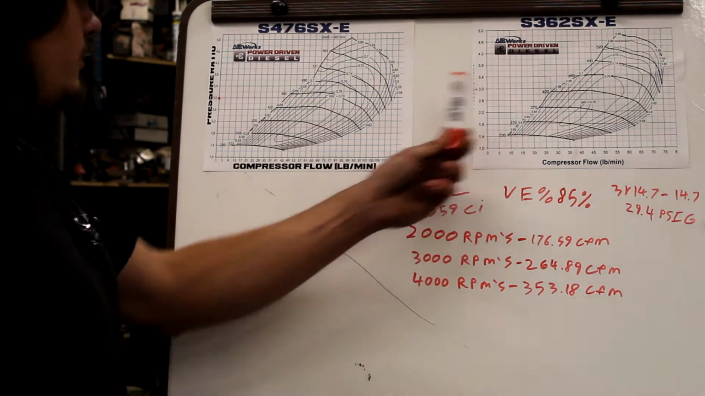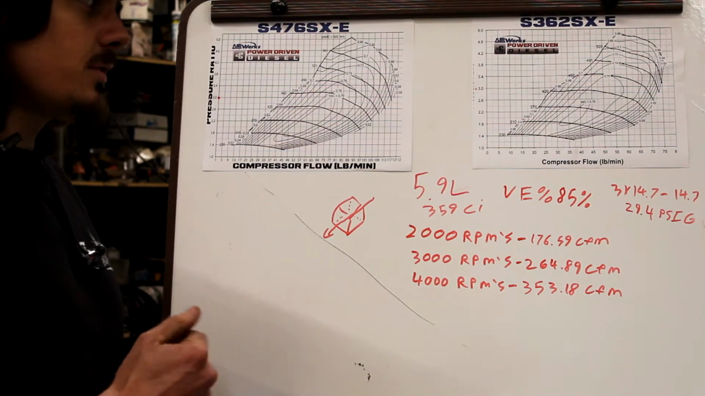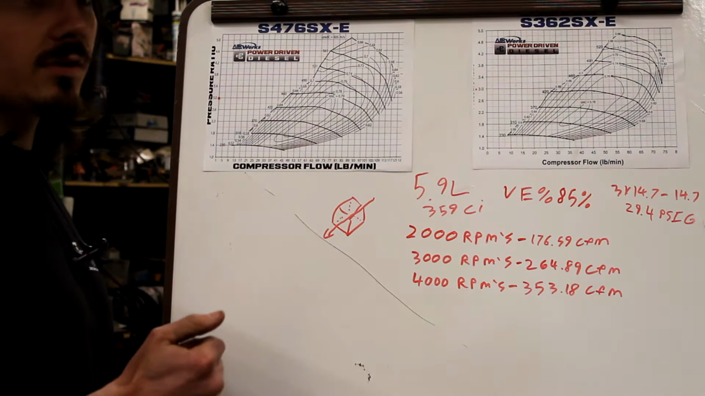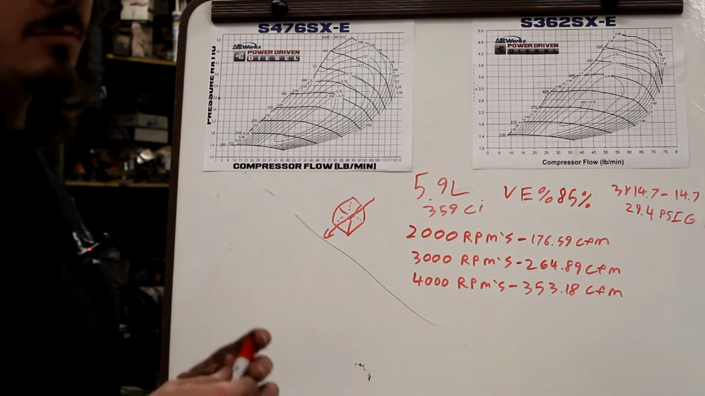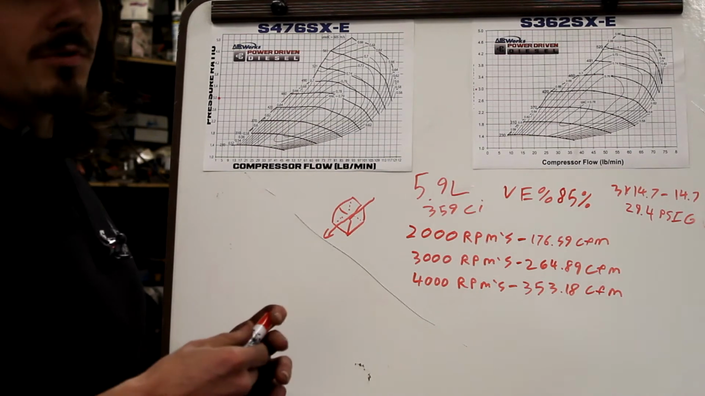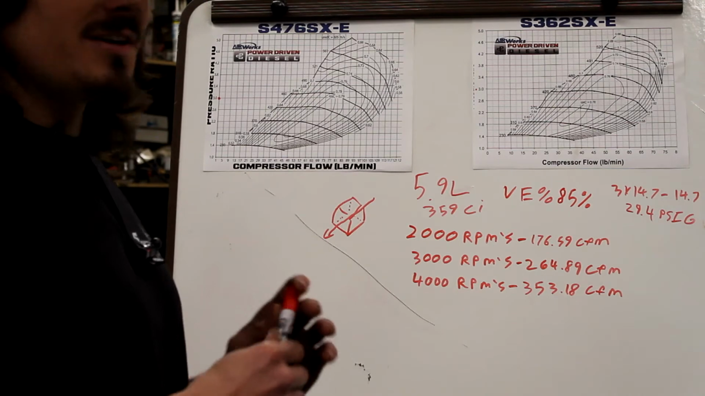So 3.0 pressure ratio, 5.9 liter Cummins, 85% volumetric efficiency. Yes, the 12 valve can run 85% VE. We've calculated it. We've seen it on our inertia dyno, believe it or not, which is a really not forgiving dyno. It's hurt my feelings many times.